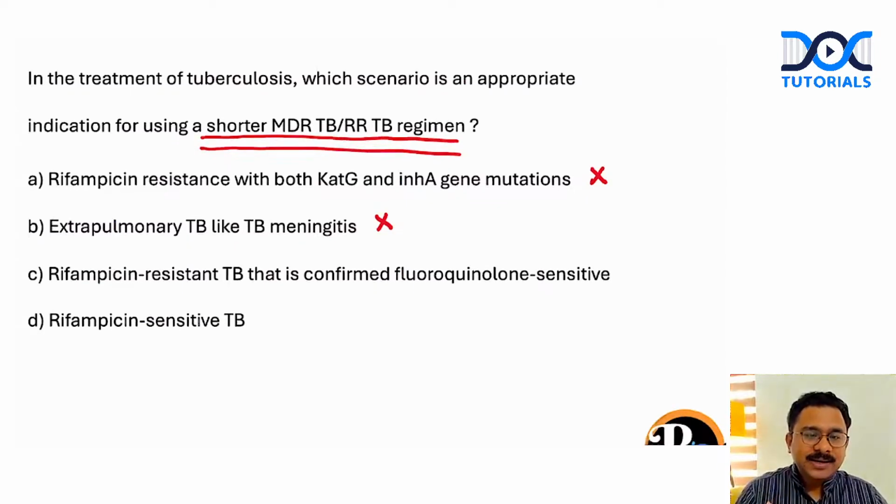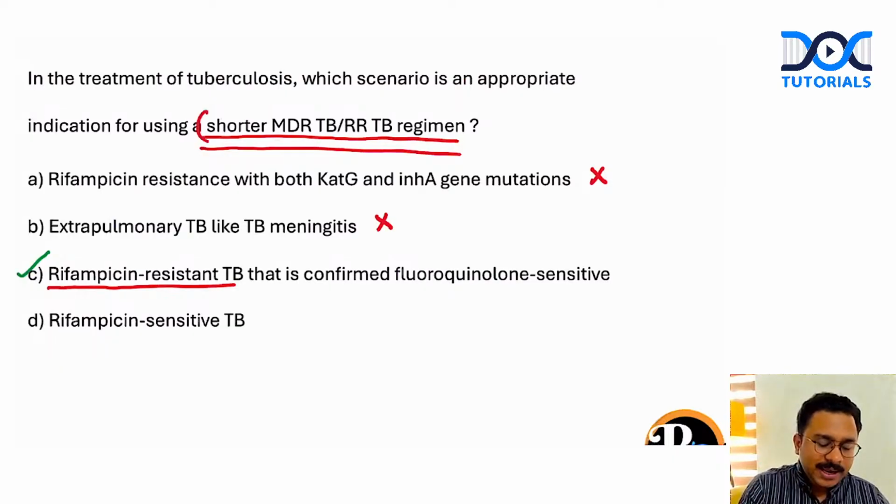Next is rifampicin resistant, that is confirmed fluoroquinolone sensitive. Yes, if the patient is rifampicin resistant, but the patient is fluoroquinolone sensitive, I can definitely consider this patient for the shorter regimen. And rifampicin sensitive TB, look, we are talking about drug resistant TB, and the shorter MDR-TB, RR-TB regimen is for resistance. So if the patient is rifampicin sensitive, then there is no point opting for the shorter regimen. You have to go for the DSTB, that is the drug sensitive TB regimen.